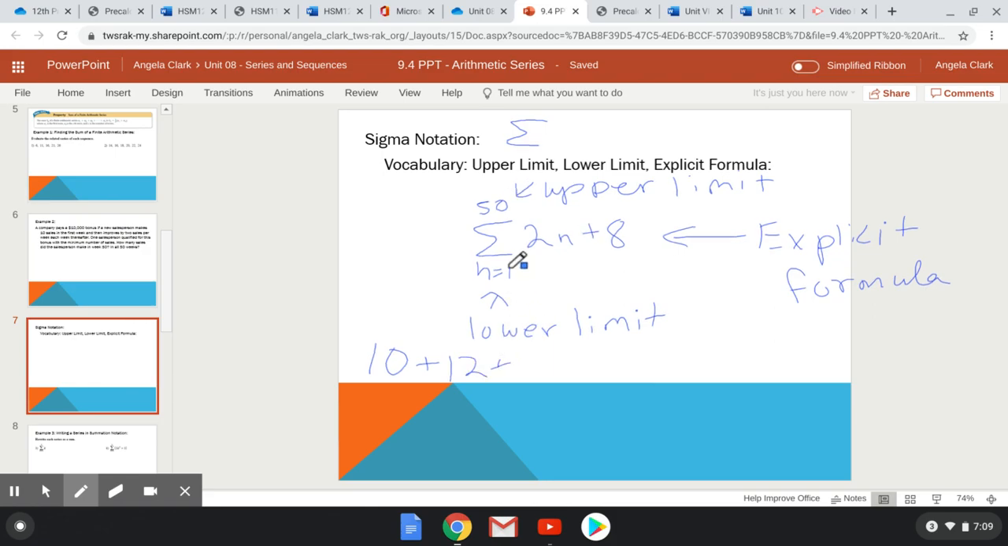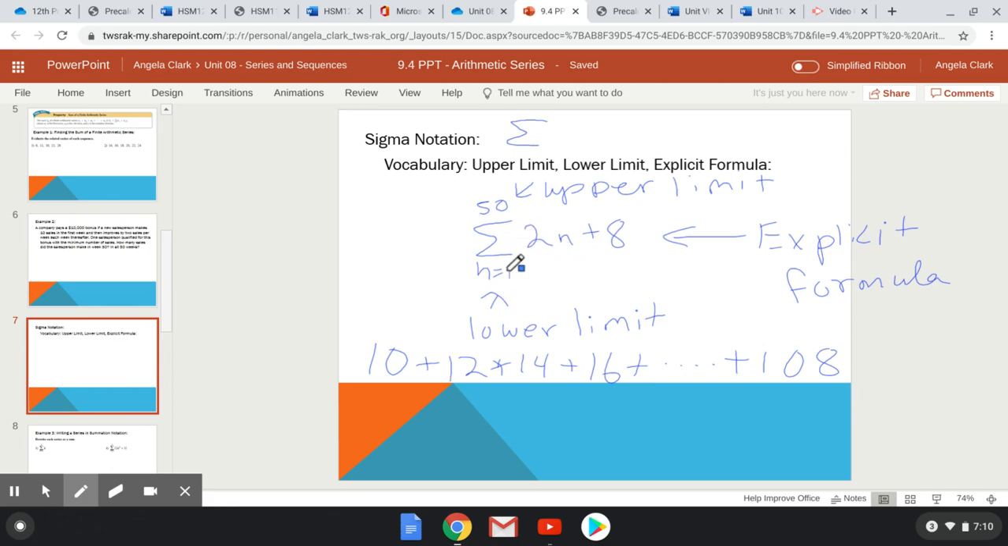And then you would plug 3 in. And so that's 14. And then you plug in 4 and that's 16. And you keep going until you are plugging in 50. And we know from the last video that if I plug in 50, I'm going to get 108, right? And then I would figure out what that sum is, which we already know because we did that in the last video. But that's how summation notation works. So this is the number that you're starting at, and then you plug in each subsequent number until you get to that number, okay?